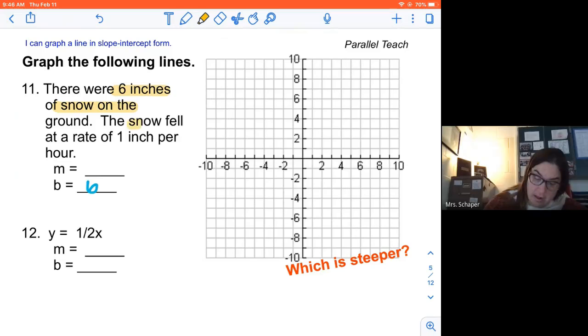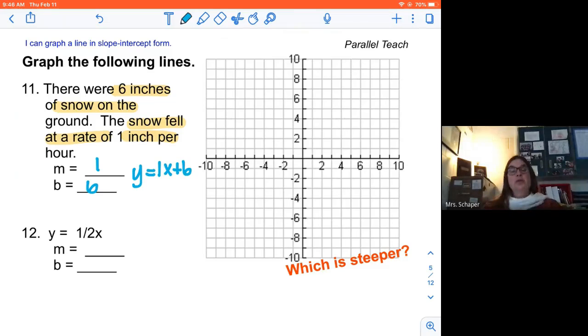Then snow fell at a rate, that's a really key word for me, at 1 inch per hour. So I have m equals 1. So my equation is y equals 1x plus 6. So when I draw this on my graph, I begin at my y-intercept, that's 6, and then I rise 1, run 1, rise 1, run 1. So I can draw my line just like that. Okay. Let's try the next one.